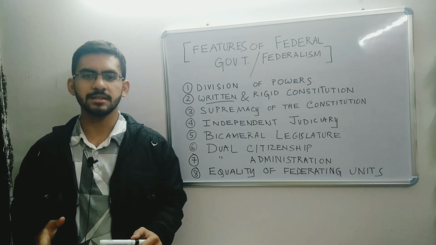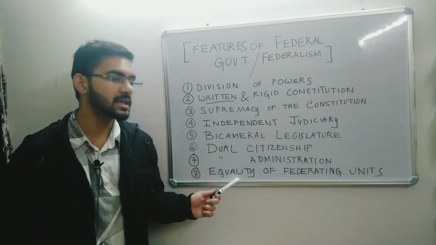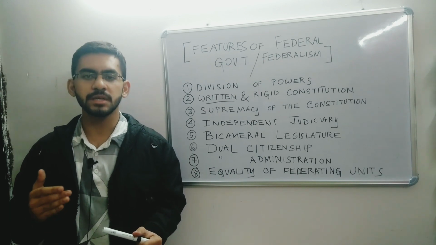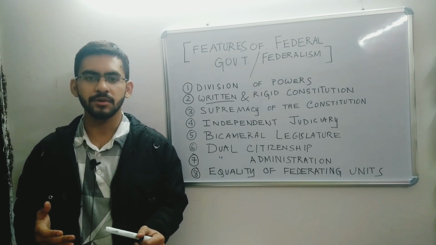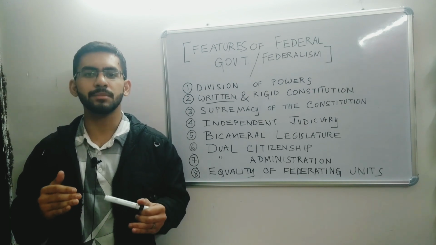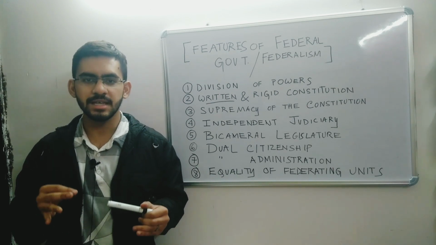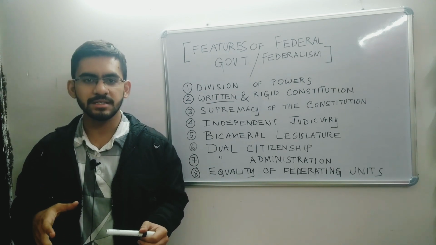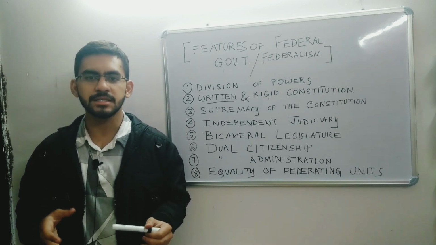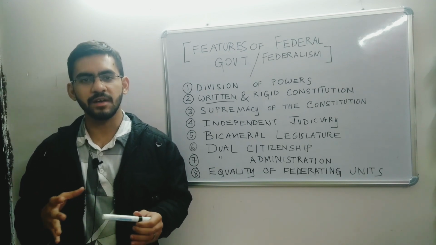Last but not the least, in a federal state, all the federating units or the provinces are considered to be equal. Nobody or no province is considered to be superior or more powerful than the other. For example, in the Senate, all the provinces are given equal representation. Each province sends 2 representatives to the Senate, and because there are 50 states in the United States of America, the Senate consists of 100 members. So this equality is maintained in all other administrative aspects.